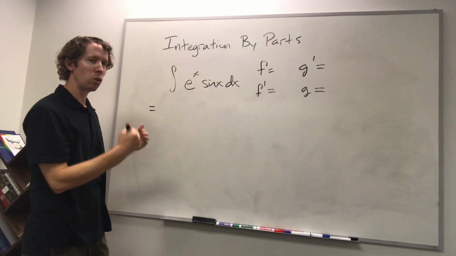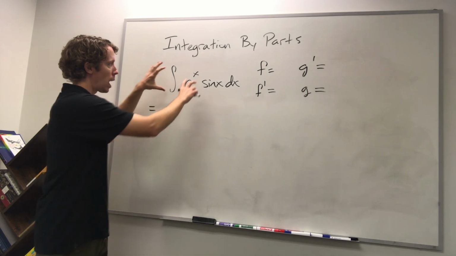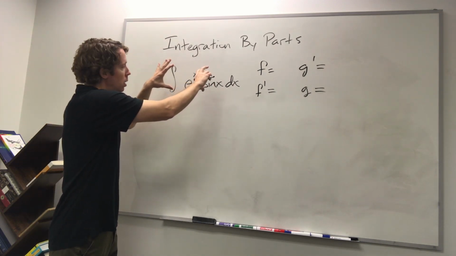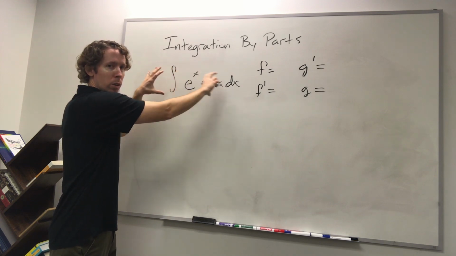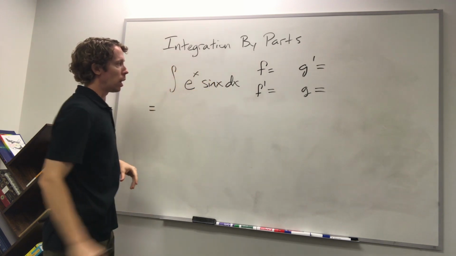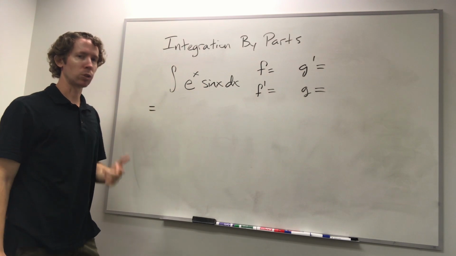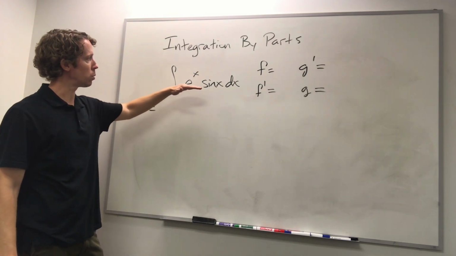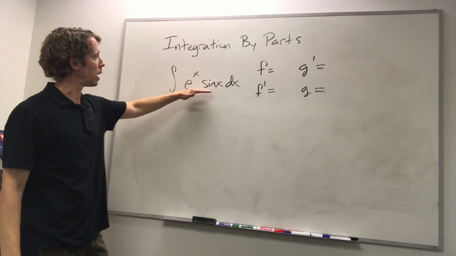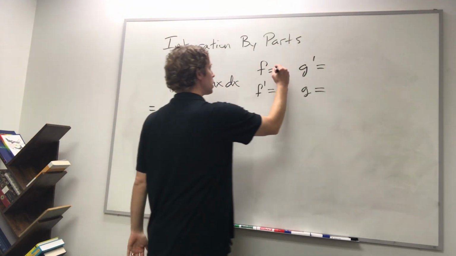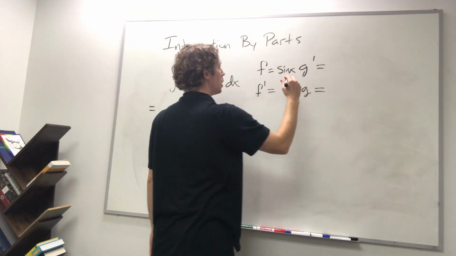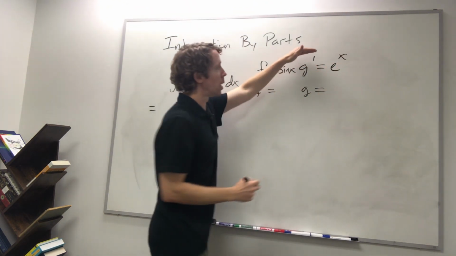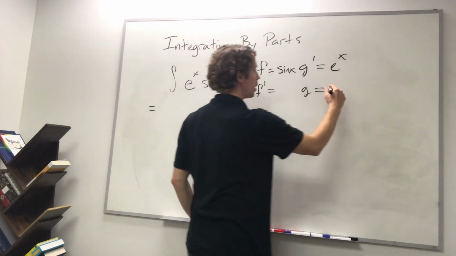But there's a looping property here where, if I apply this enough times, I will loop back to the original integral, and that will allow me to solve this problem. So I'll show you what I mean. I'll just choose f equals sine and g prime equals e to the x. My derivatives are easy to calculate. My antiderivative is even easier to calculate.